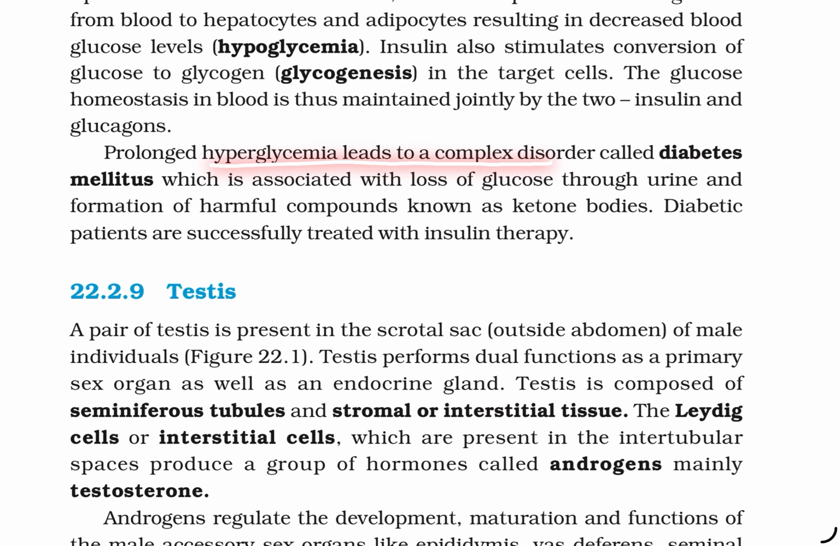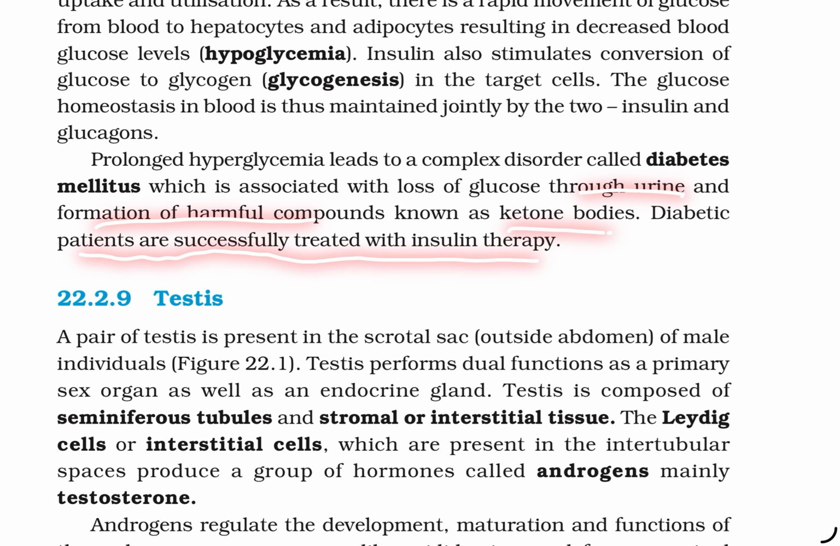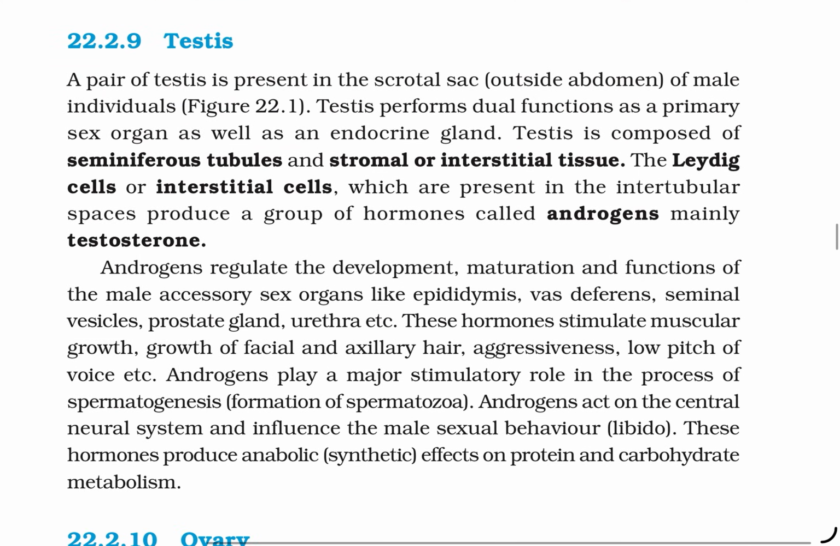Prolonged hyperglycemia leads to a complex disorder called diabetes mellitus, which is associated with the loss of glucose through urine and the formation of harmful compounds, the ketone bodies. Diabetic patients are successfully treated with insulin therapy.